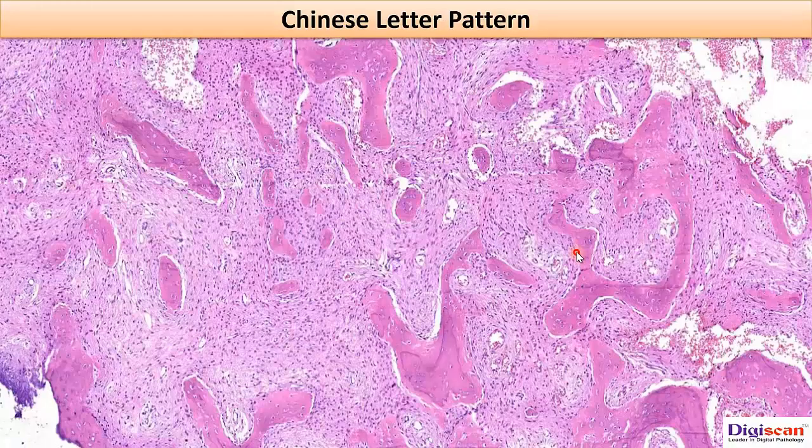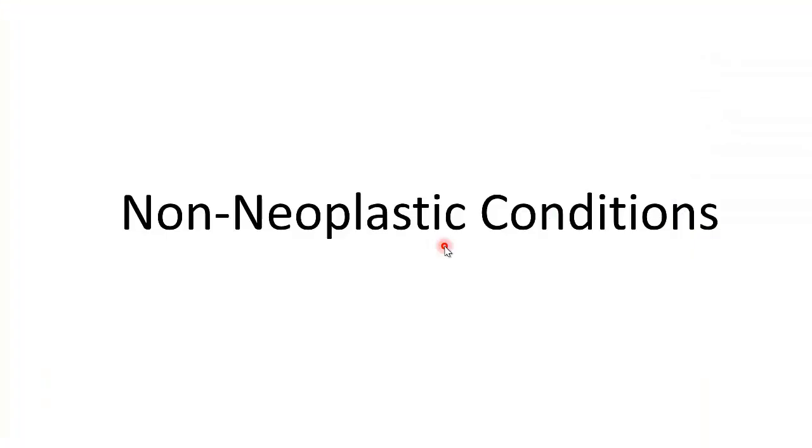And then lastly, we have a pattern in a benign mesenchymal tumor which is called Chinese letter pattern. This is characteristic of fibrous dysplasia where the spicules of the osteoid material have various shapes like Chinese letters. These are the thin bony trabeculae which are curved and they appear like Chinese letters. So this is characteristic of fibrous dysplasia.